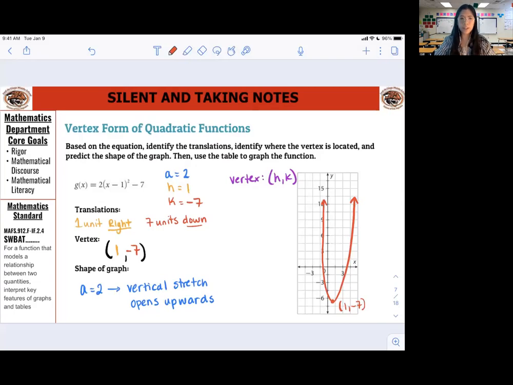All right, I had one question in the chat. I just want to say it out loud. For H, do we always move to the right? What do you guys think?